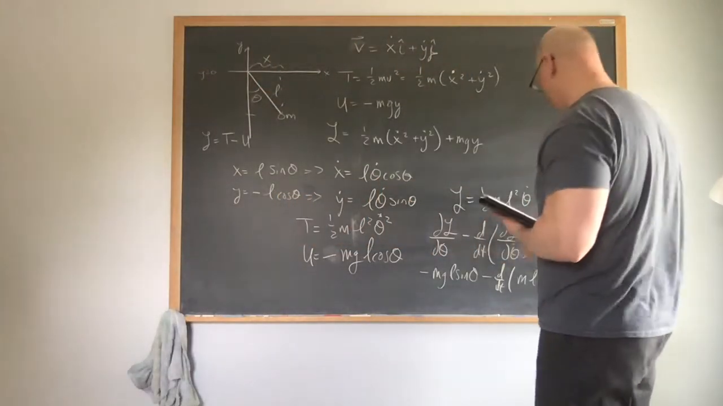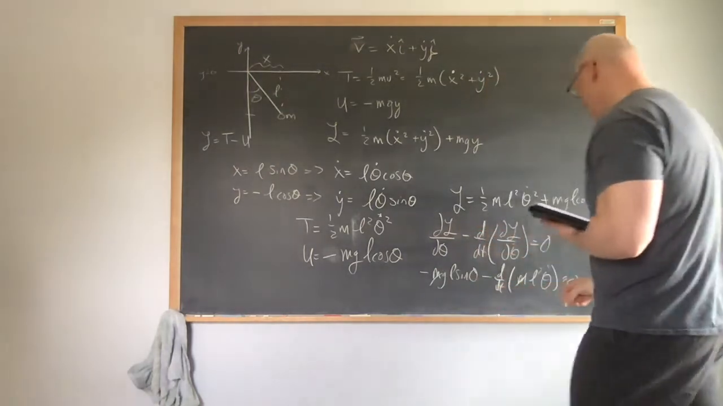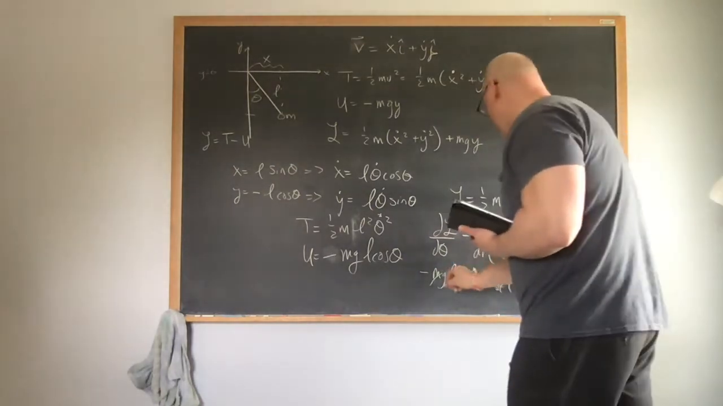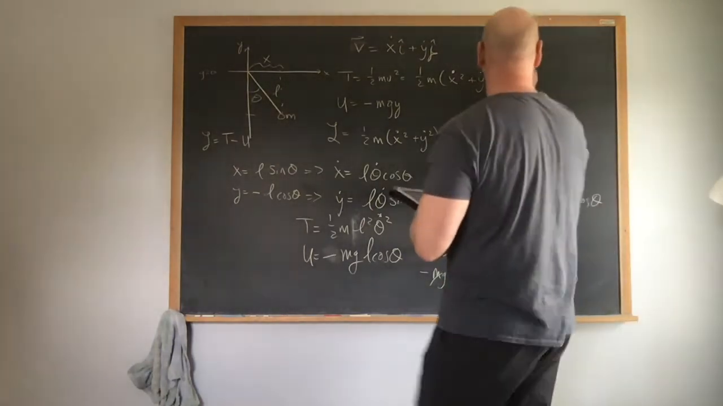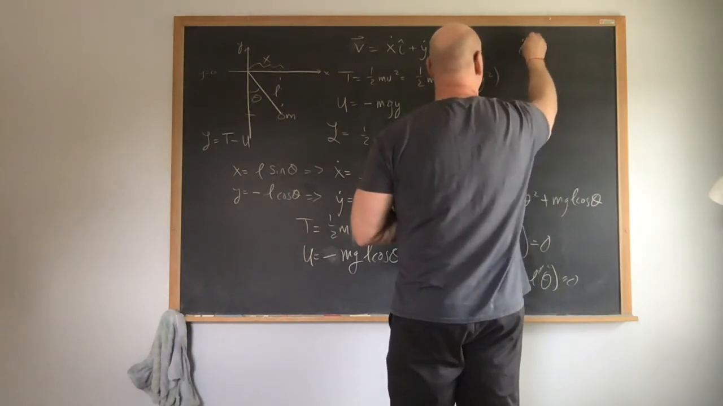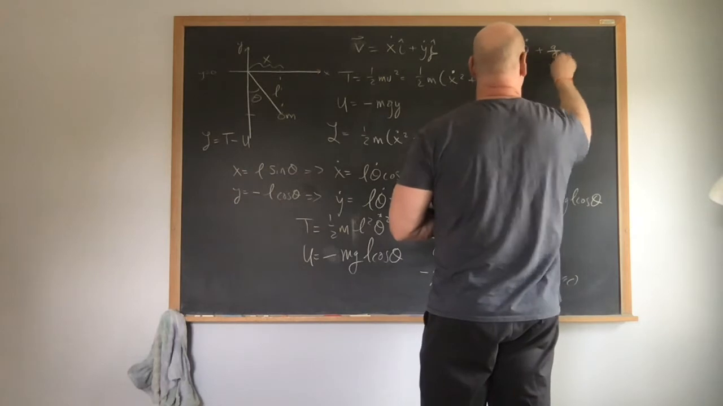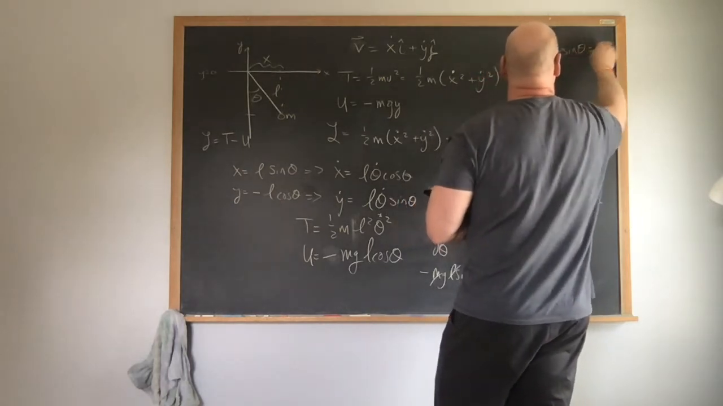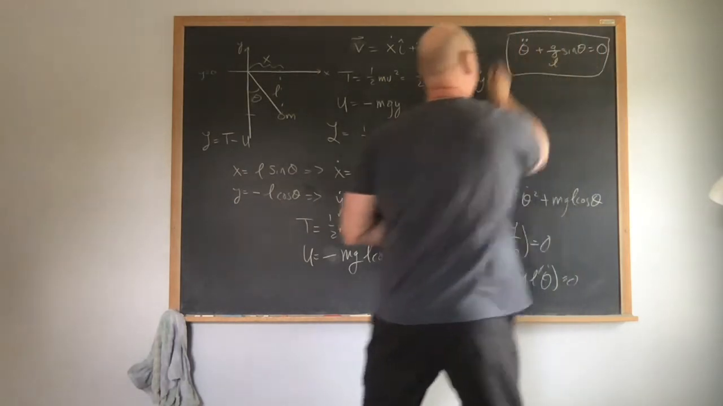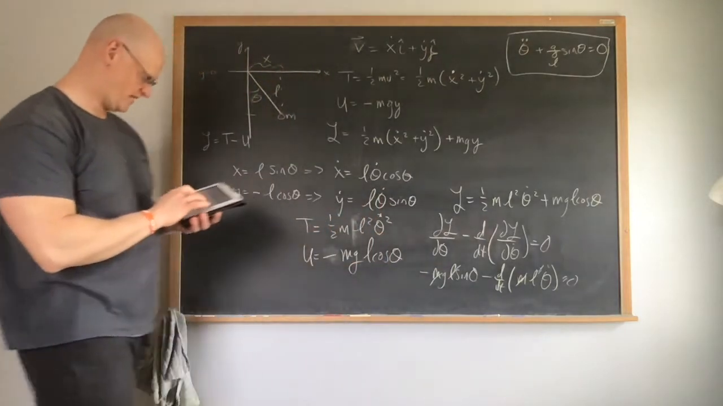So ultimately this is going to give me that of a simple pendulum. The m's are going to cancel, and one of the L's is going to cancel. So ultimately this gives me theta double dot plus g divided by L times sine of theta equal to 0, which is what we should get for a simple pendulum.